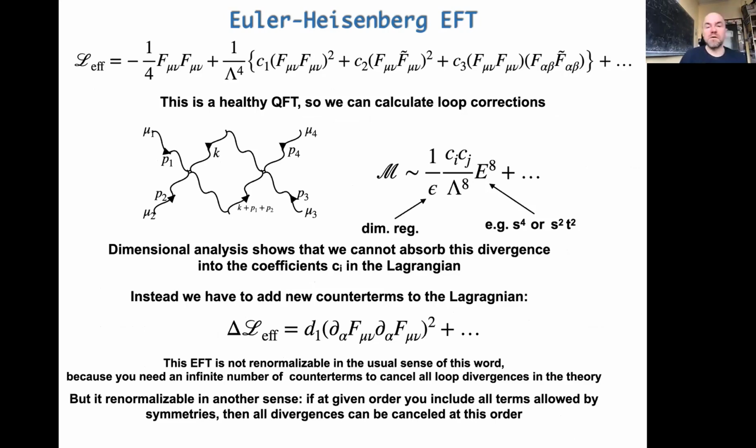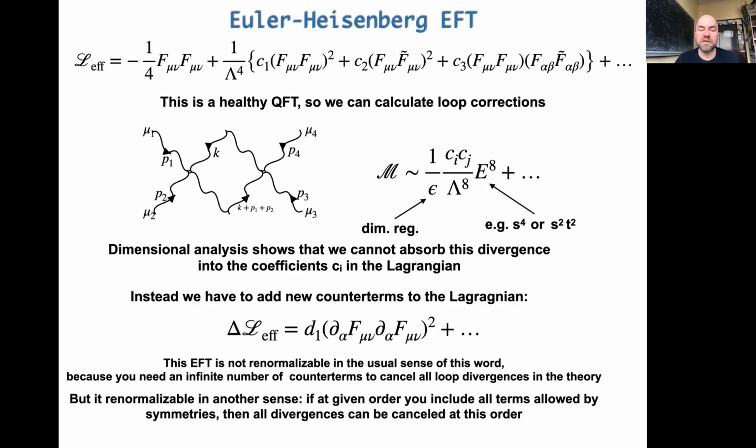So now another thing that I want to stress is that this is again a completely healthy quantum field theory. So apart from calculating tree-level diagrams, you can also calculate loop diagrams in this theory. I will not be calculating loop diagrams here, but in principle this is possible. And there is an important difference from the usual theories that we are used to.